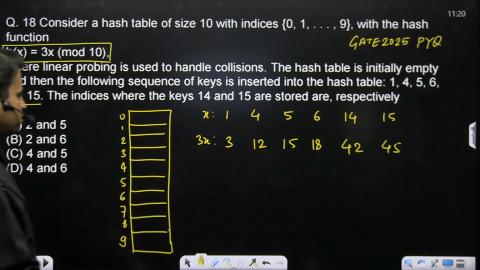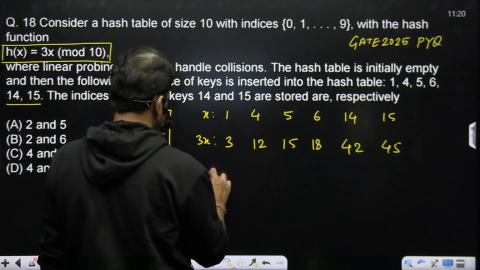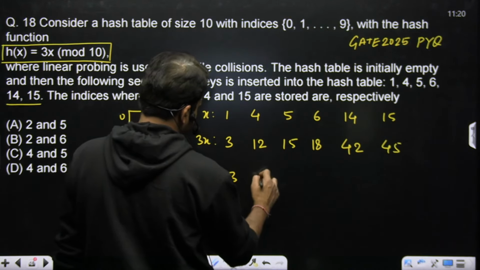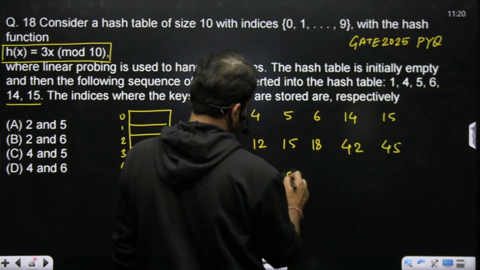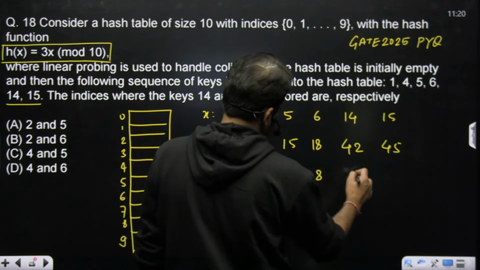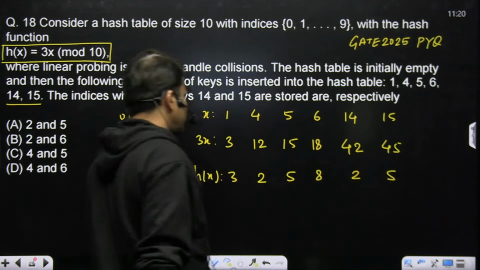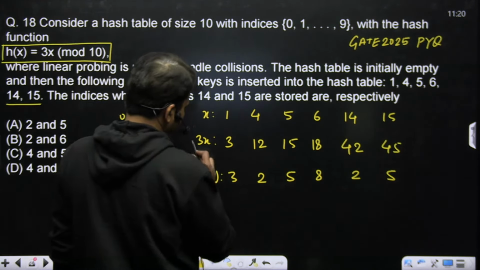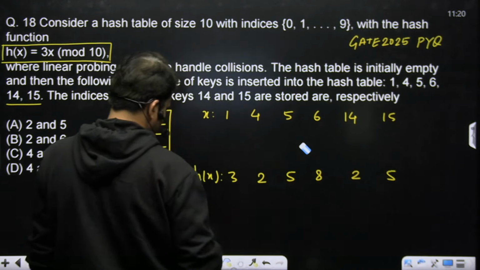What is h(x)? 3 mod 10 is 3, and it gave 2, student, and 15 mod 10 is 5. So this is 2 and 5. So these are the hash indexes. Now you can remove this. Don't confuse.